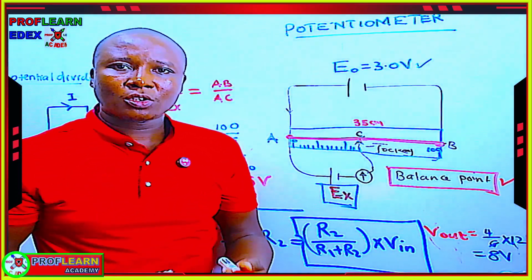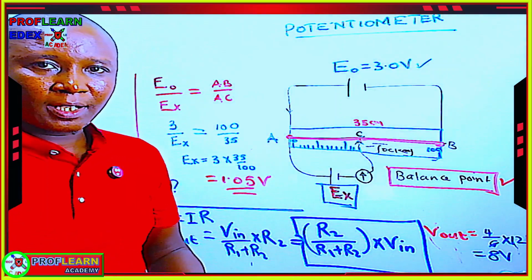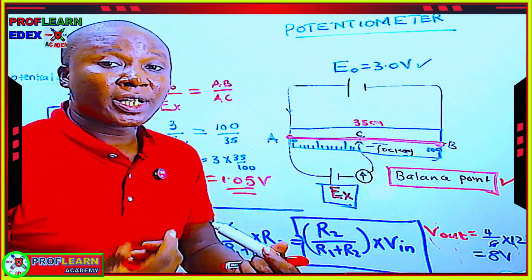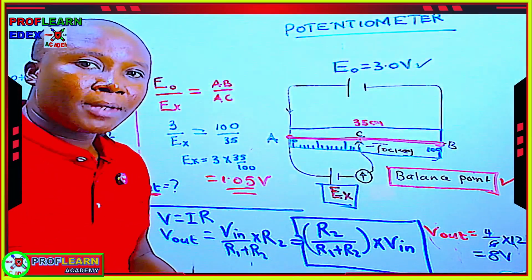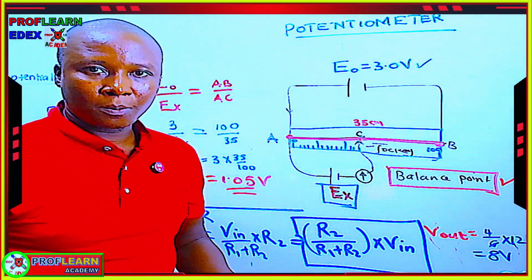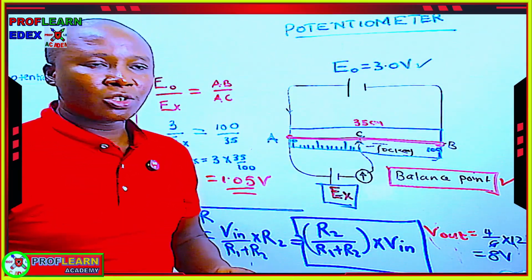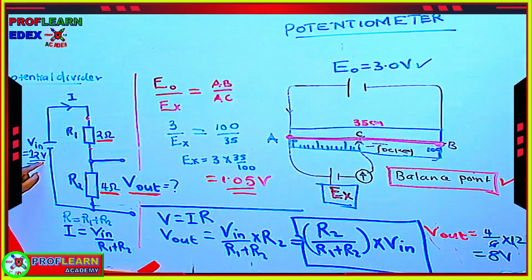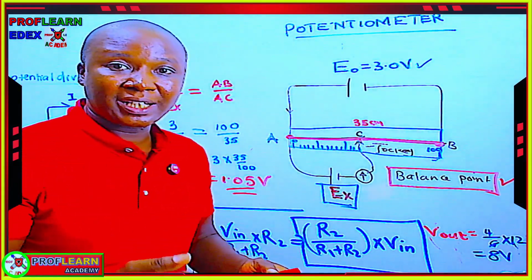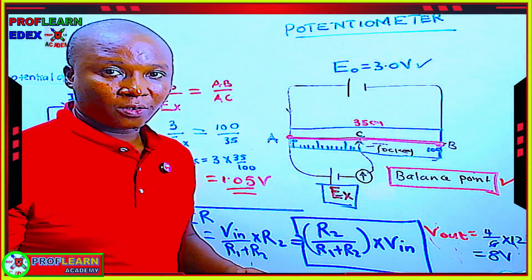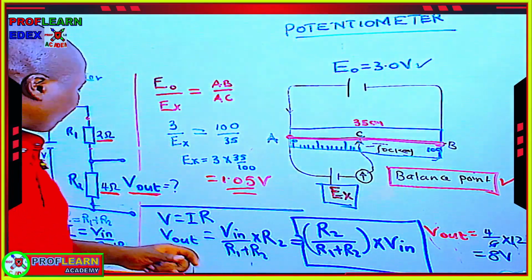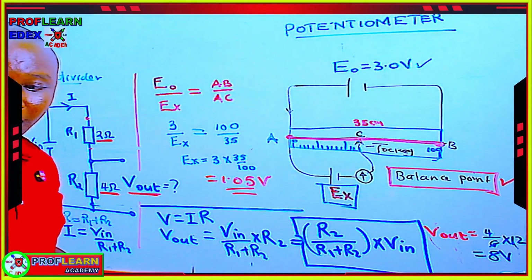Now the purpose of a potential divider is to split voltage, to reduce voltage, so that you can be able to use it in different components. So if you have a radio, for instance, and that radio does not use 12 volts, you need a potential divider that reduces the voltage so that you can use it for a particular purpose you want.